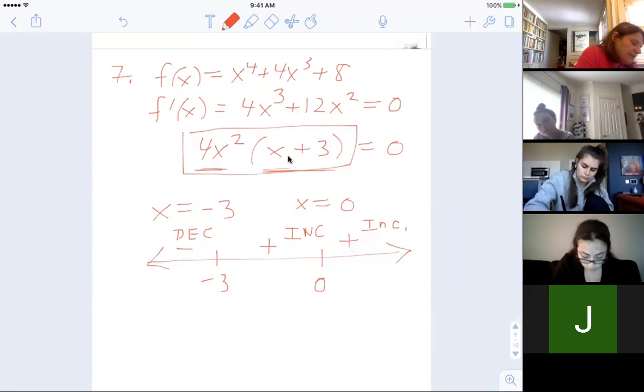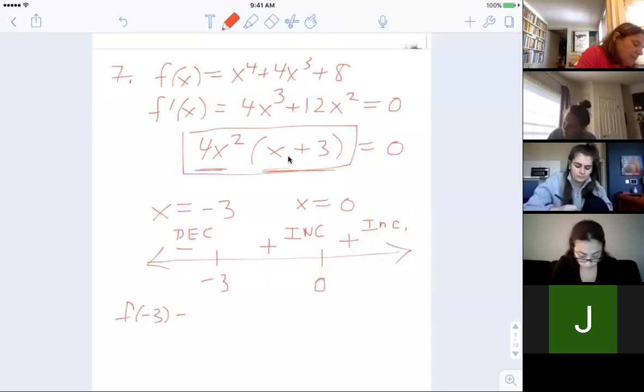So on this one, if I said I want to find f of -3, I need a point to hang this on. So I'm going to go to the original, get my calculator here, and put in -3 to the 4th, which I know is actually 81, plus 4 times -27, plus 8. And what I get there is -19.